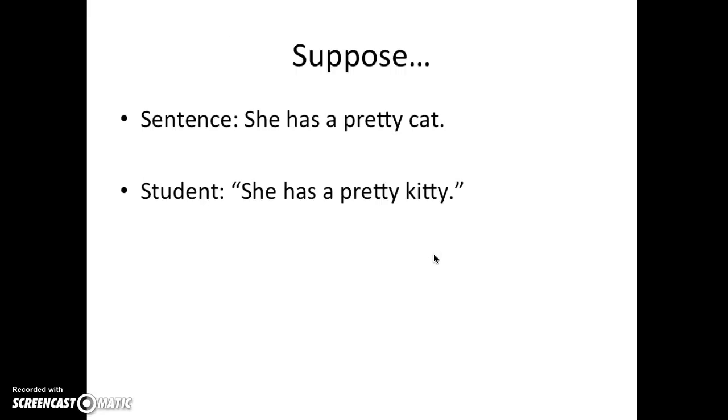Let's just suppose our sentence here is, "She has a pretty cat." That's what's on the page. And your student says, "She has a pretty kitty." Right? So what are we supposed to do about this error? Say right now the student doesn't self-correct, right? We've got kitty instead of cat.